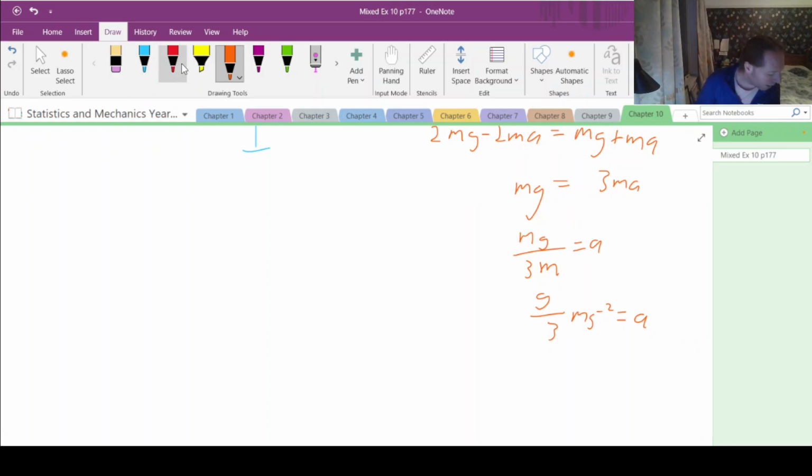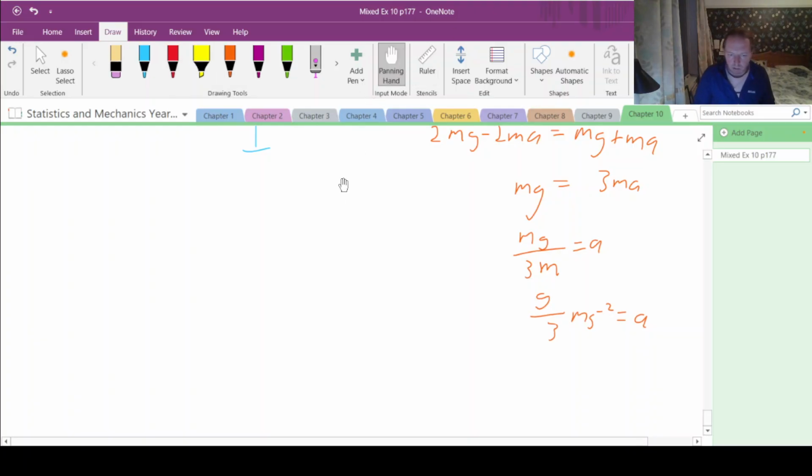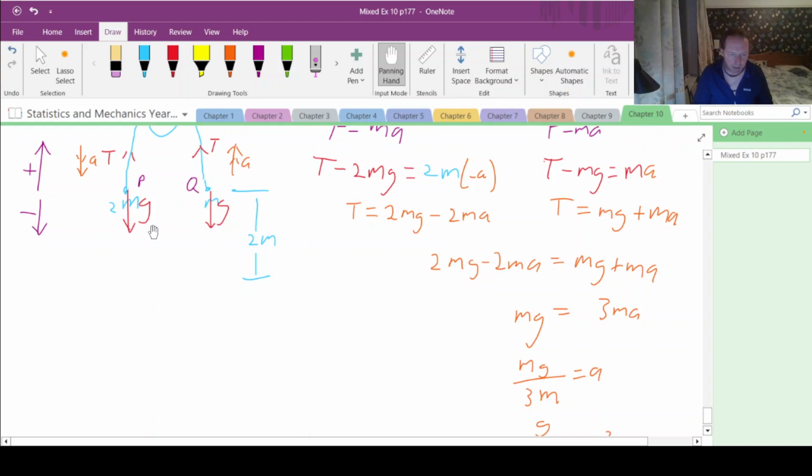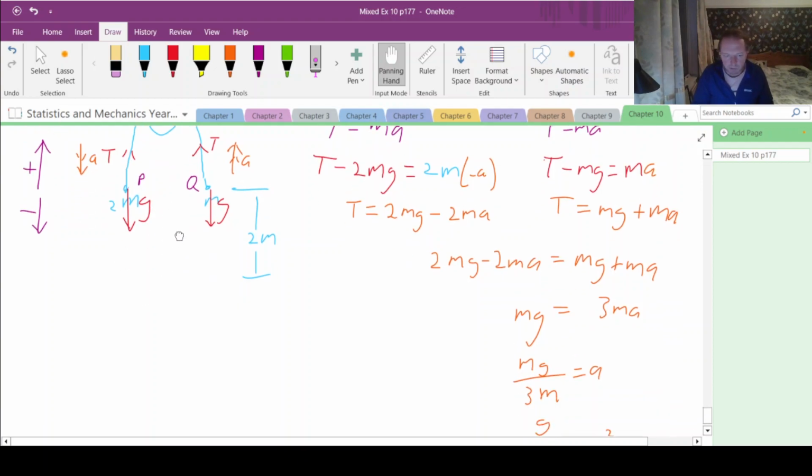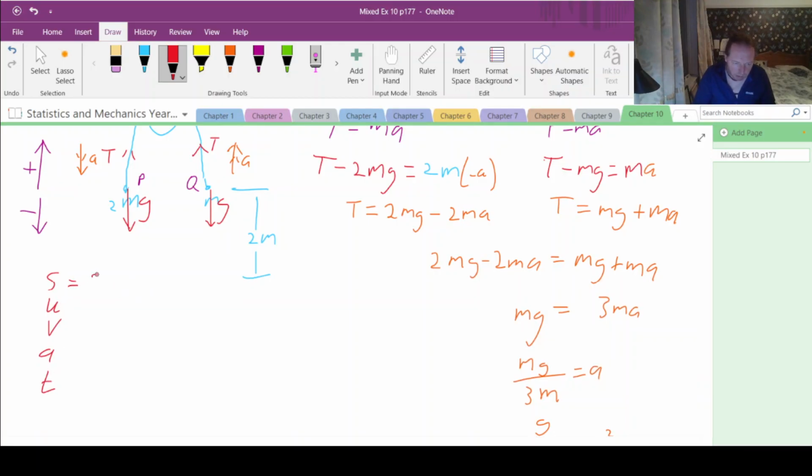What next? Part B. Find the speed of P as it hits the ground. Which one was P? P is over here. Let's work out the speed of it as it hits the ground over here. So if we're talking about speed, we are probably talking about suvat. So I know my distance, they told us 2 meters. My initial speed was rest. My final speed, I do not know. My acceleration, I just worked out as g over 3, and I don't know my time.